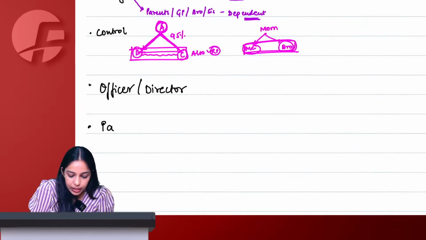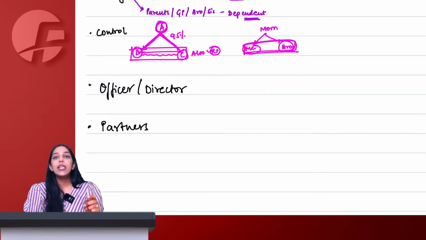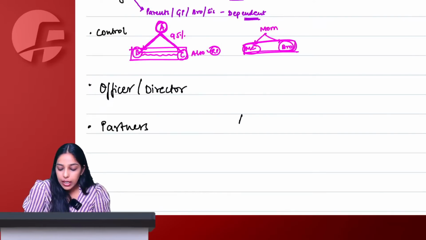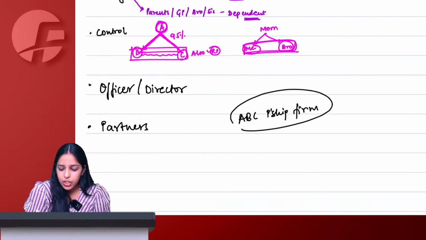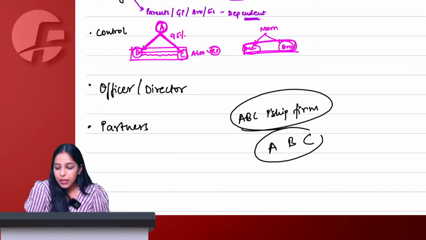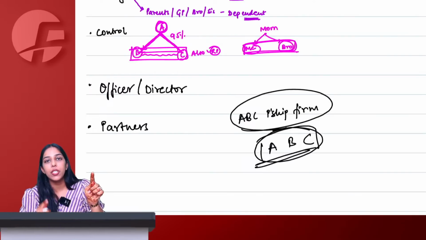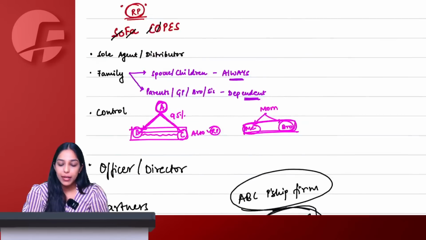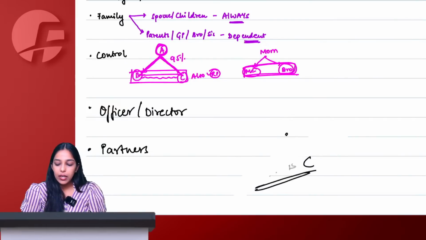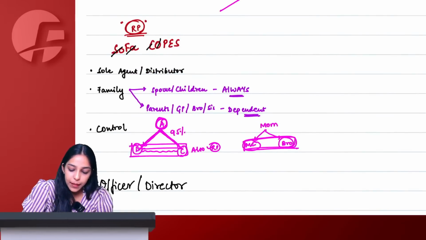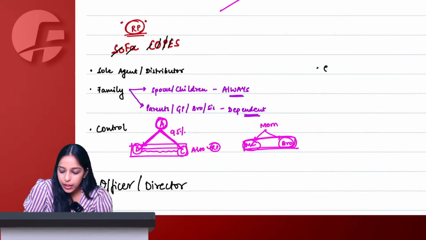Then P means legally recognized partners. Now here we say if there is an ABC partnership firm, in which there are three partners A, B and C, then all of the three will be considered as relatives amongst themselves. So all the partners of a partnership firm become related person automatically. So P means legally recognized partners. Then E means employer-employee relationship. So an employer is always and always related to employee.